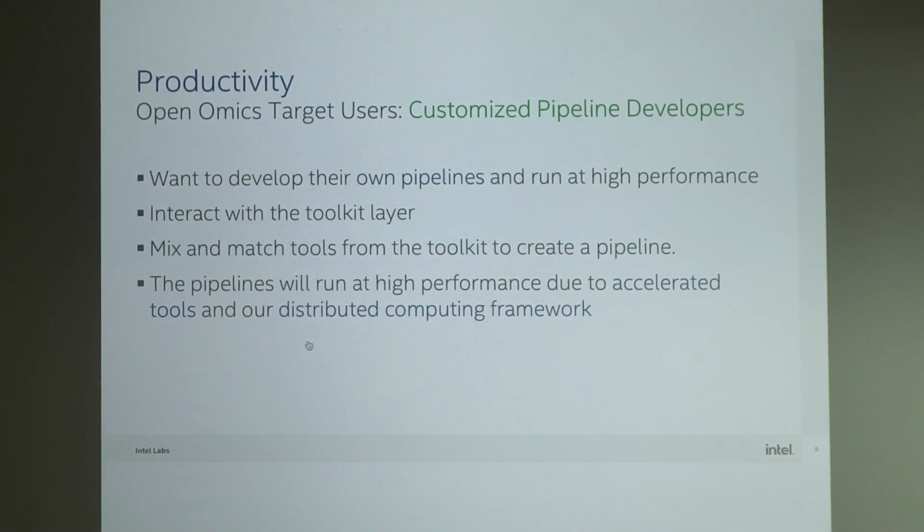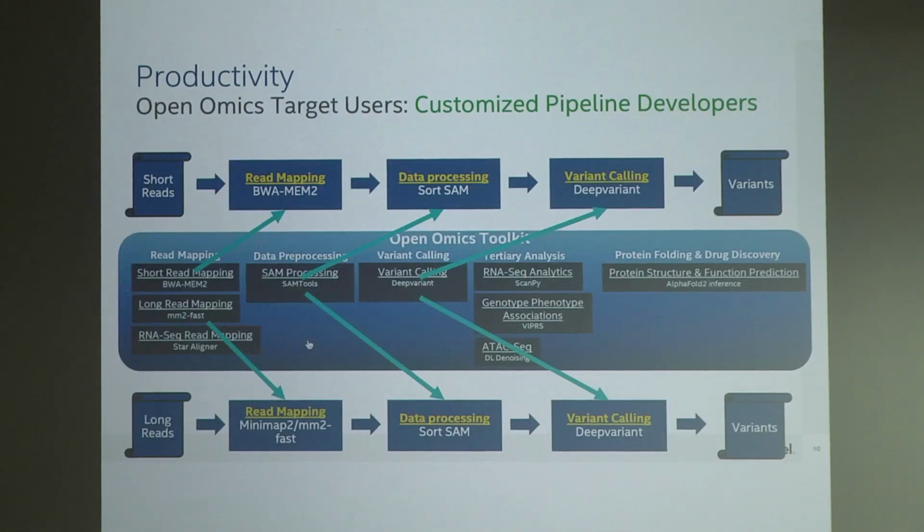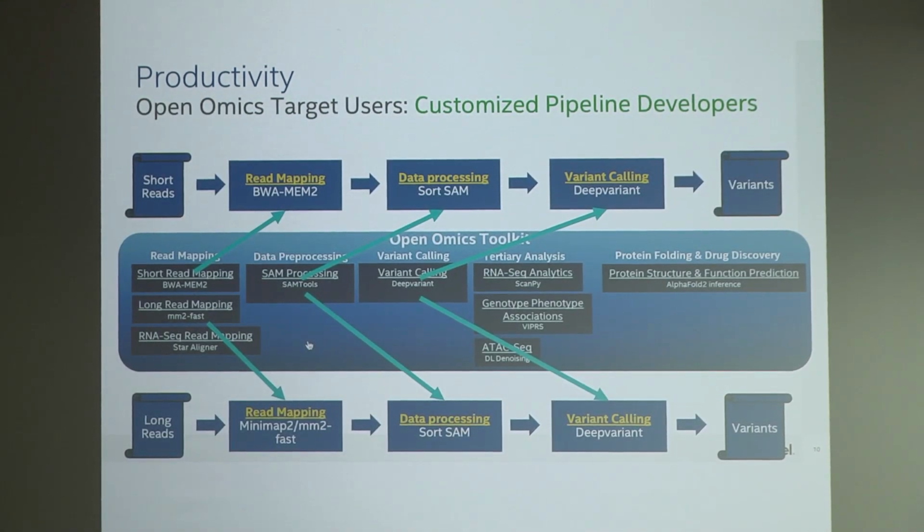You can play with that, right? And you can create your own pipeline. So that was the second layer. Now, this is a very good example of that. We have a short read pipeline here using DeepVariant. We have a long read pipeline here. The input is again reads and the output is variants here.